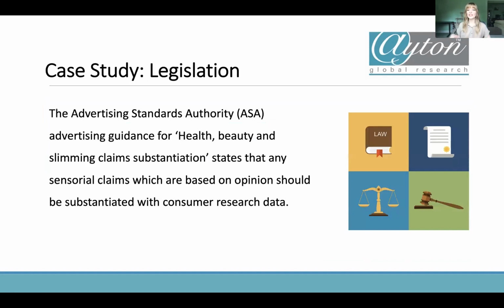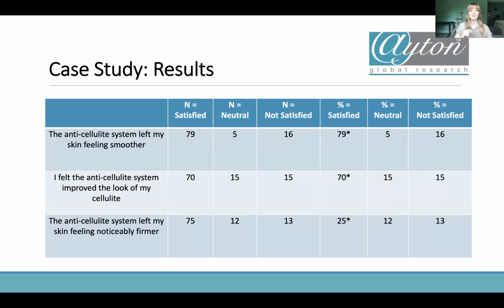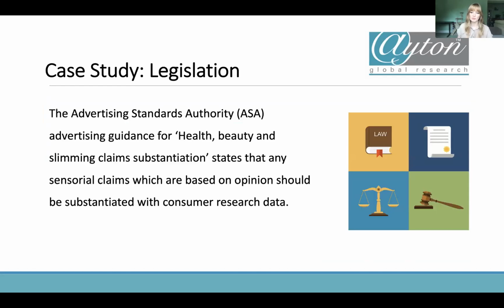In terms of the legislation behind that, where we're looking at the Advertising Standards Authority, where they're looking to market in the UK, they said that any sensorial claims which are based on opinion should be substantiated with consumer research data, which is obviously what this is. This is all opinions, so does it feel better, does it look better? That's really important to have substantiated through the consumer research.